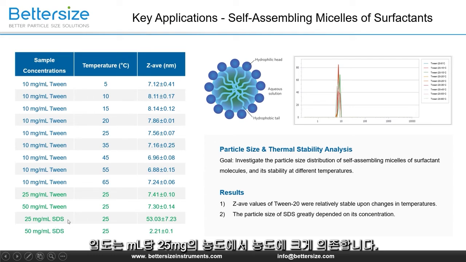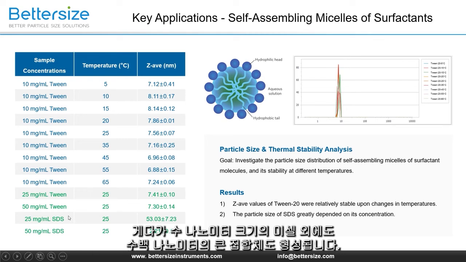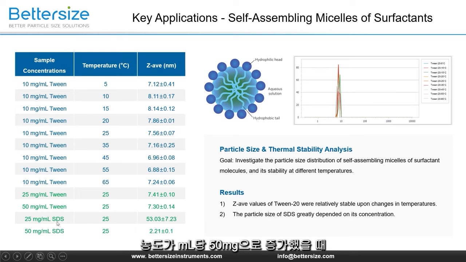At a concentration of 25 mg per milliliter, in addition to the formation of several nanometer-sized Micelles, large aggregates of several hundred nanometers also form. When the concentration increased to 50 mg per milliliter, the amount of large Micelle aggregates decreased significantly.